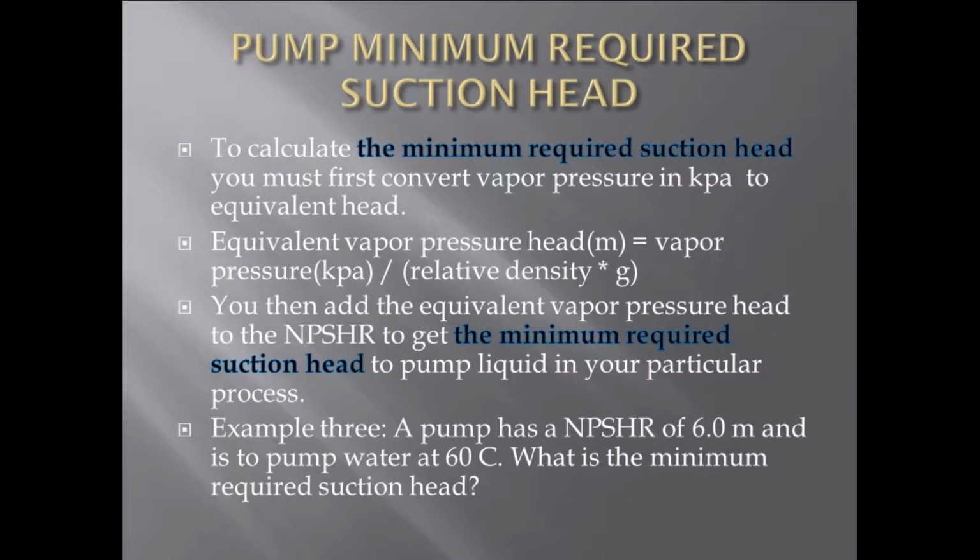To calculate the minimum required suction head, you must first convert vapor pressure in kPa to equivalent head. Equivalent vapor pressure head in meters equals vapor pressure in kPa divided by the product of the relative density times G. You then add the equivalent vapor pressure head in meters to the net positive suction head required to get the minimum required suction head to pump liquid in your particular process.